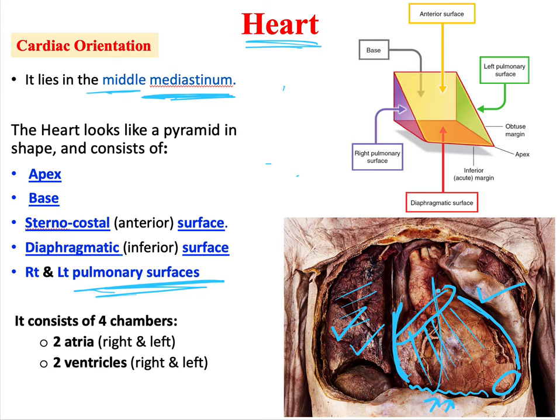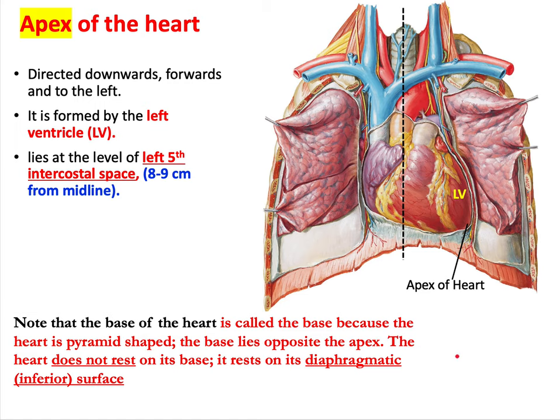Furthermore, we'll talk about the chambers of the heart. They are divided, guys, into four chambers: right atrium, left atrium, right ventricle, and left ventricle. Okay, let us start with the apex. The apex is so important. I would say you have to expect a question in the exam about the apex of the heart.